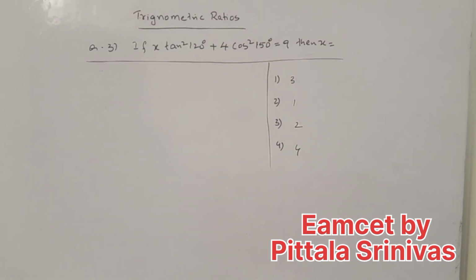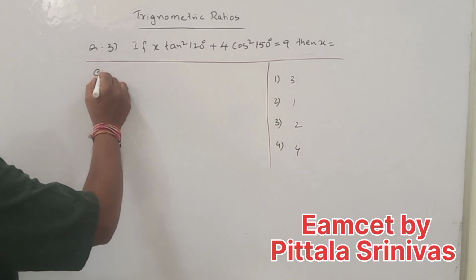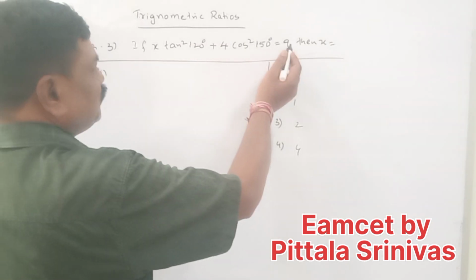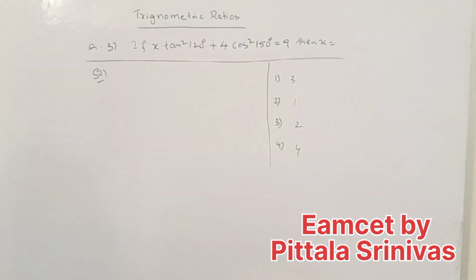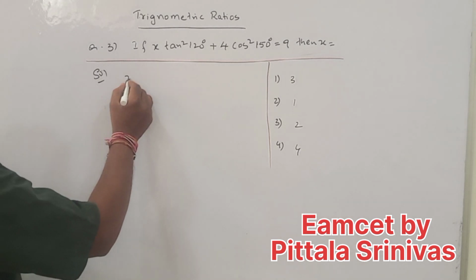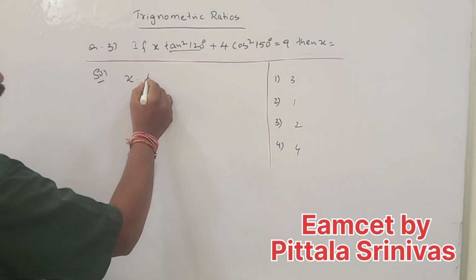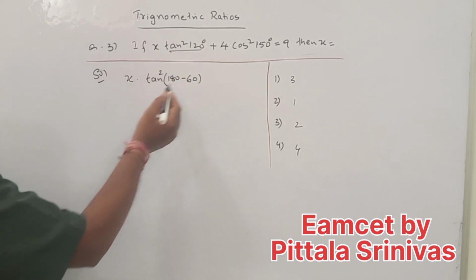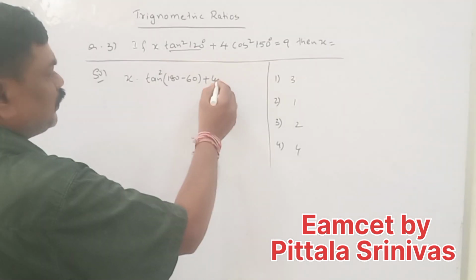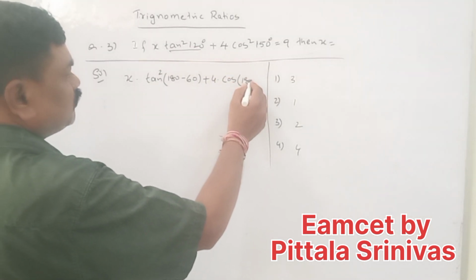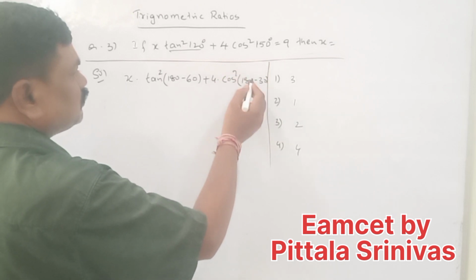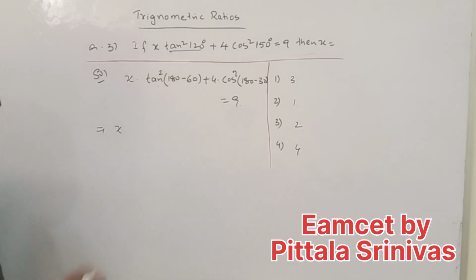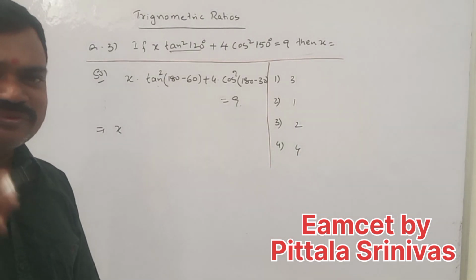Dear viewers, we have the problem, that is x tan square 120 degrees plus 4 cos square 150 degrees is equal to 9. Then x is equal to what? So x into tan square 120 degrees, tan of 180 minus 60, tan square 180 minus 60 plus 4 into cos of 180 minus 30, cos square is equal to 9. So x into tan 180 minus theta is minus tan theta.